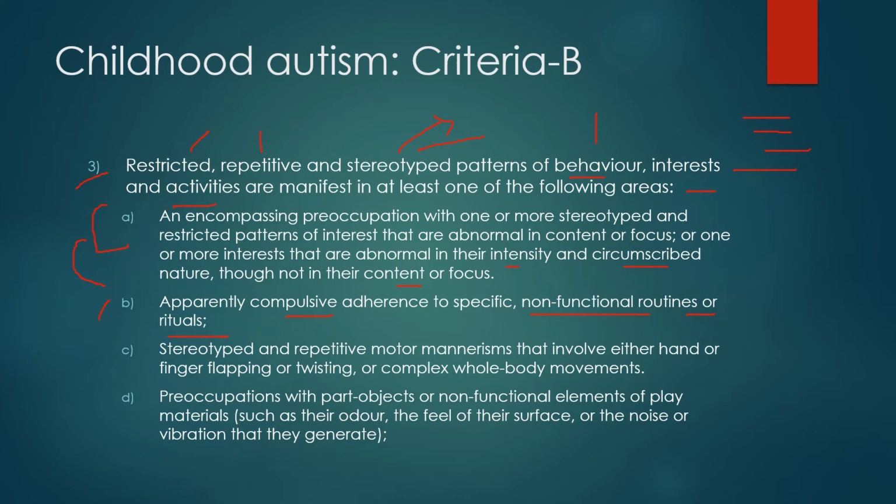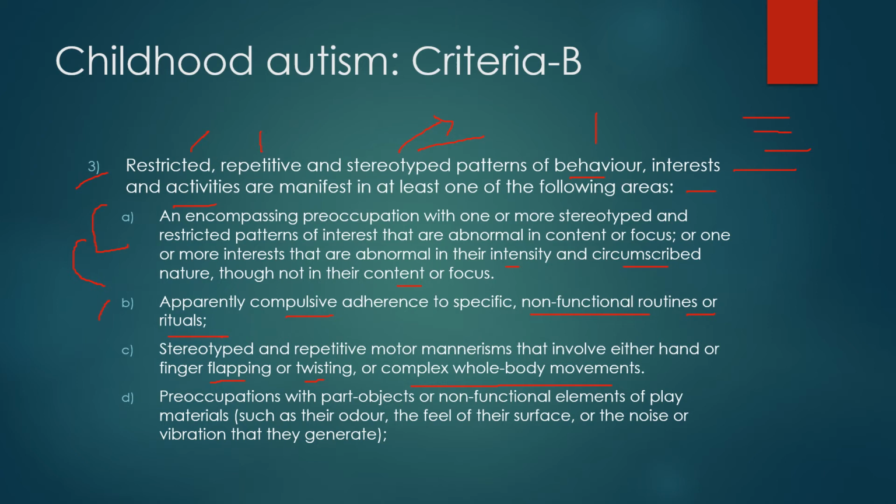Stereotyped and repetitive motor mannerisms that involve either hand or finger flapping or twisting. So they will keep on either flapping their hand or twisting their hand, or even sometimes complex whole body movement. They will show this repetitive, stereotyped behavior, that this is this person and this is the way they behave, and it is repetitive, happening again and again.